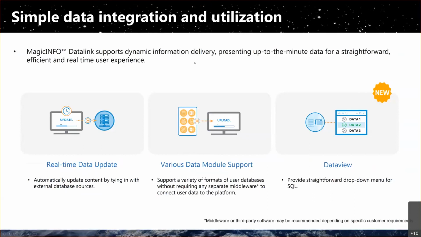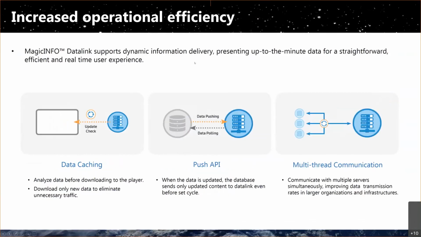Data view. If you're pulling content from multiple sources or multiple tables and you want a way to merge that data so that you can pull certain content from each table, you have something called a data view in MagicINFO Data Link, where you can create a SQL query to gather content from one source, check it against the other source, and then create a table of your own. So we provide that flexibility within MagicINFO.